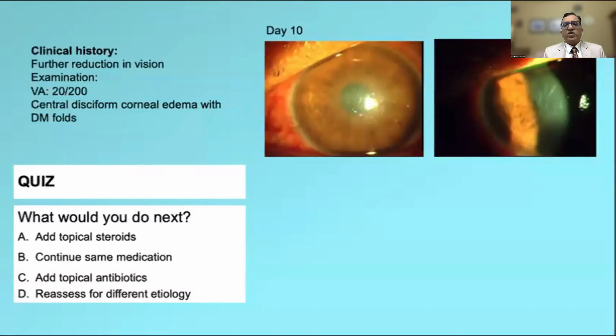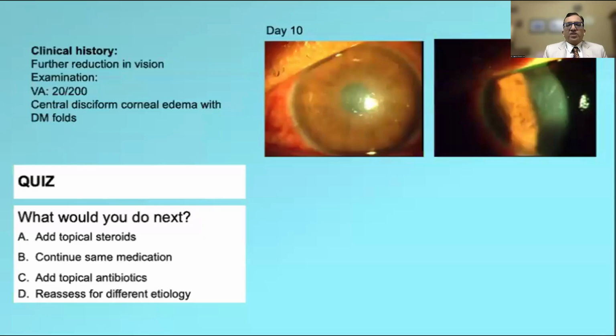So let us take again your opinion now to see what would you have done. So what would you do next? Would you add topical steroids to treat the endothelitis? Would you continue the patient on the same medication? Would you add a topical antibiotic, or would you reassess the case again and think that maybe it's a different kind of an infection?